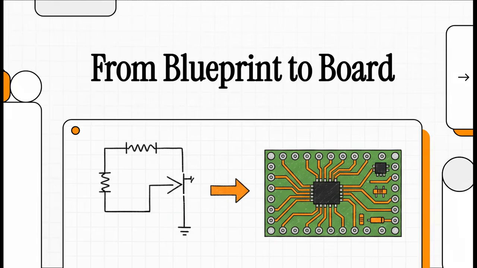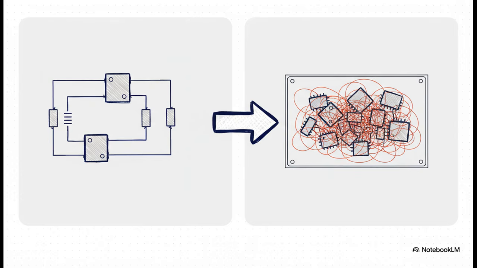All right, let's talk about one of the coolest parts of making electronics. We're going to go from a clean, abstract schematic to a real physical printed circuit board layout. This, right here, is where the magic really happens, where logic gets physical. So let's jump in. On the left, you've got your blueprint, right?